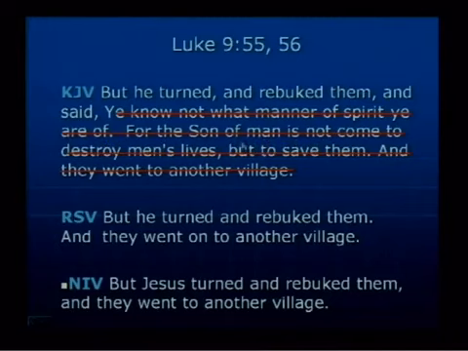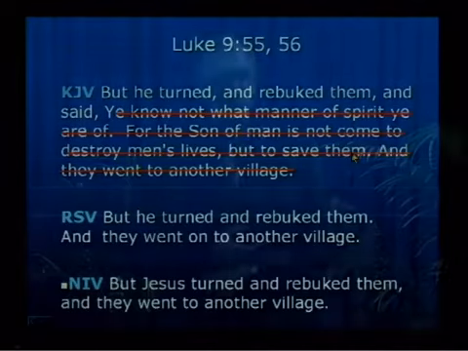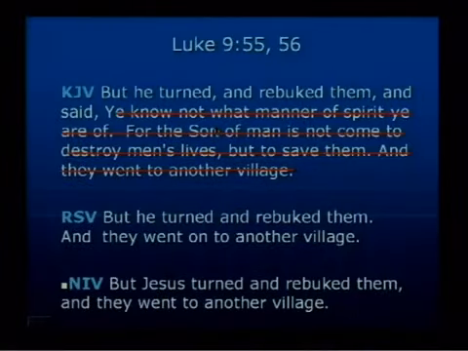For the Son of Man is not come to destroy men's lives, but to save them. And they went into another village. Now, which one makes more sense to you? Which one is more important to you? This one has power. This one has a savior. This one has an answer to all your troubles. This one has no answer whatsoever. It might as well not be in the Bible. And I don't believe God ever put something so ridiculous as that in the Bible.